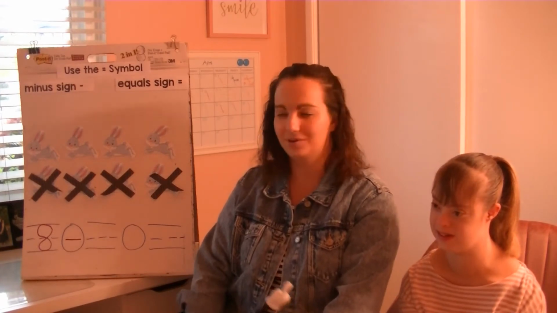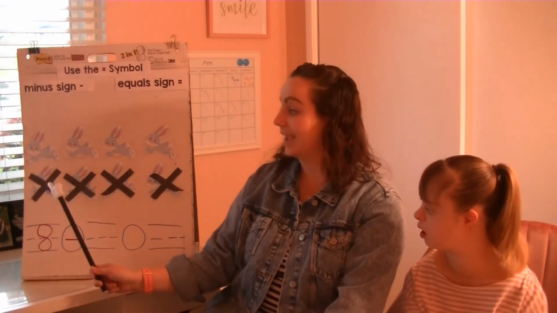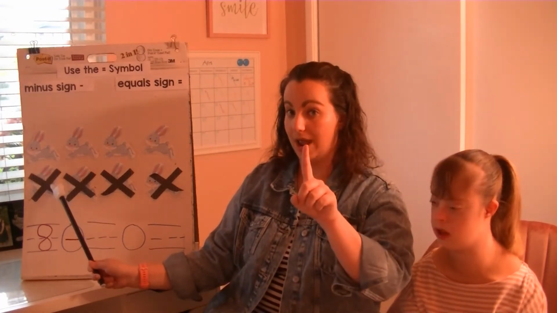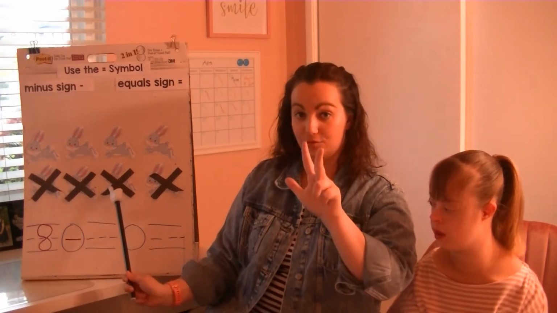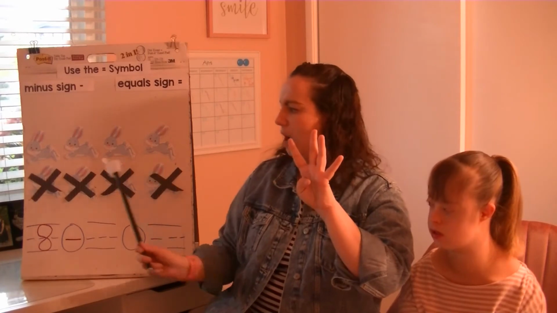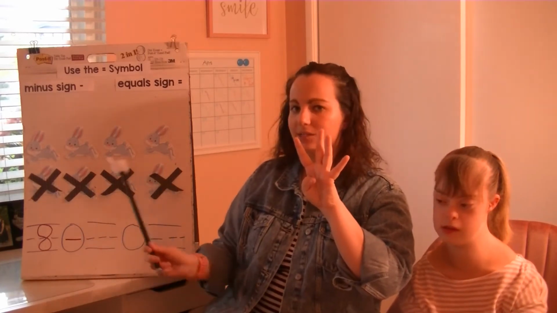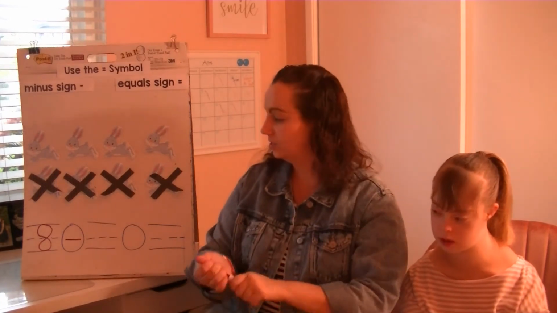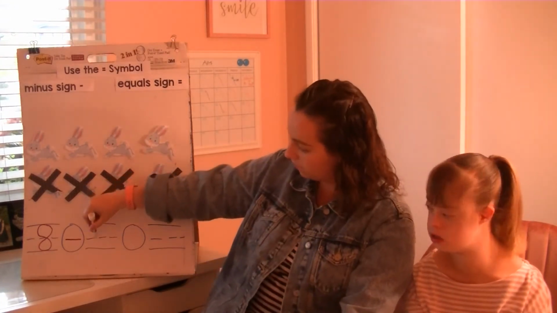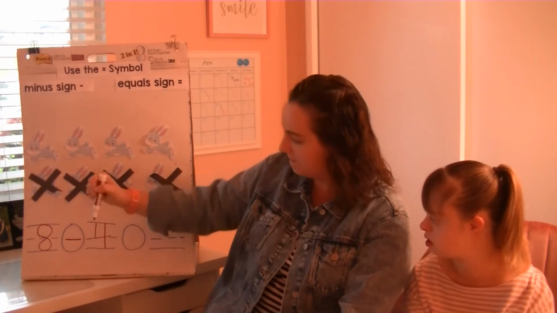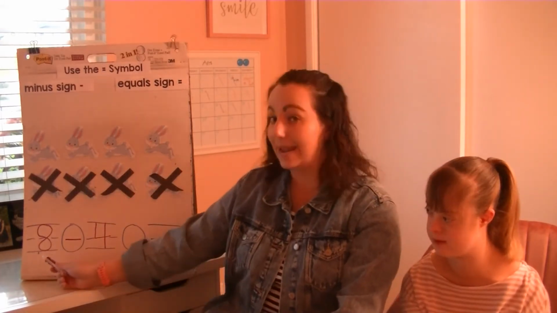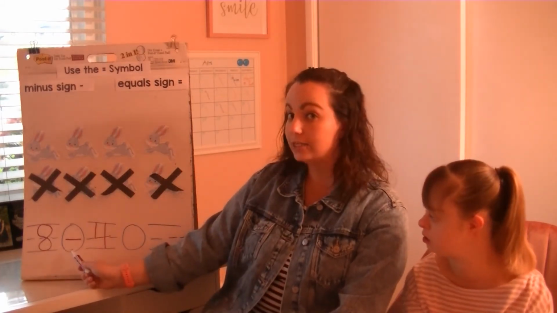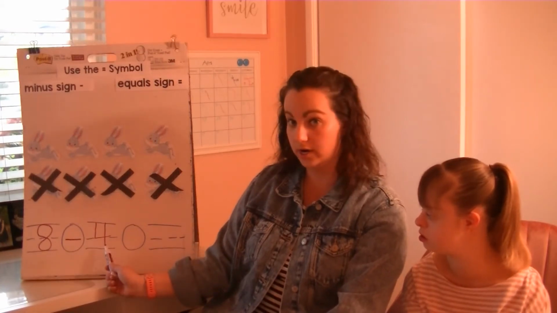Get ready to count. Ready, set, count with me. 1, 2, 3, 4. How many bunnies do we minus or take away? I say 4. 4 bunnies. Great. So I write 4 right here. Yep. So far we have 8 minus or take away 4.